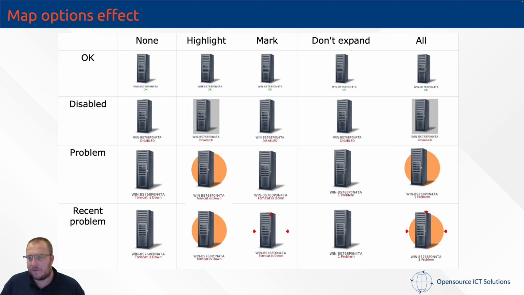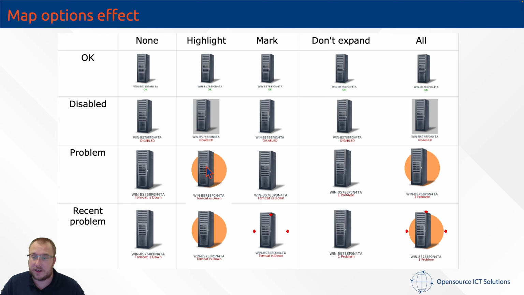Special attention for the map options effects. So by default we get this one. Just a normal icon showing that everything is okay. However, when a problem arises, you might want to have a different presentation so that you can quickly see and identify on which host something happened. And for me, the icon highlight is extremely useful.